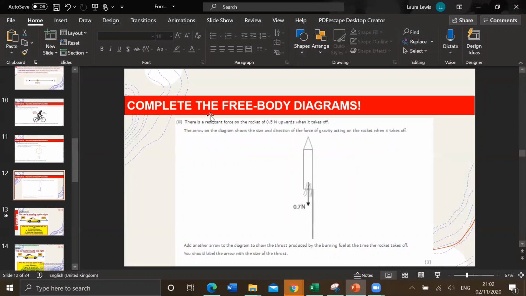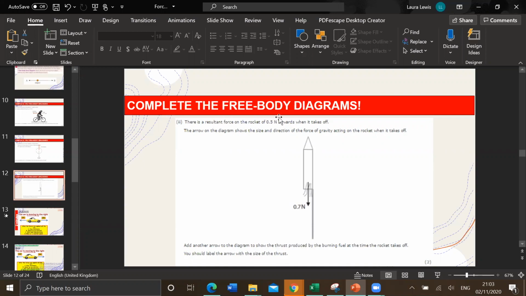Quite appropriate for this week, as it's recording near bonfire night, so the rocket looks like a firework. It says there is a resultant force on the rocket of 0.5 newtons upwards when it takes off. The arrow on the diagram shows the size and direction of the force of gravity acting on the rocket when it takes off. That's gravity. Add another arrow to the diagram to show the thrust produced by the burning fuel at the time the rocket takes off. You should label the arrow with the size of the thrust.